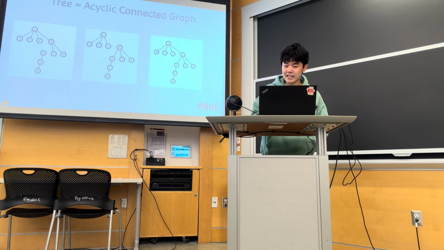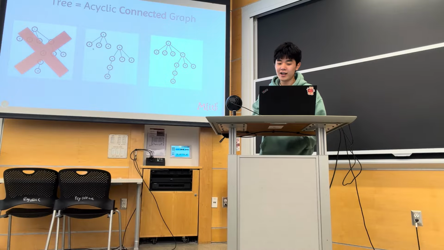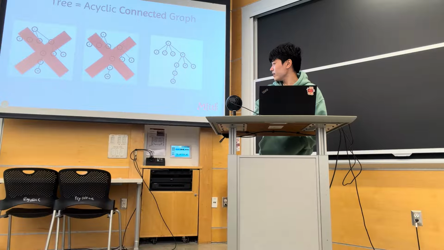The first property is that a tree is an acyclic connected graph, and first we'll look at connectedness. The tree must be connected. For example, on the left one, this is not connected because node 1 cannot reach node 8, so this is not a tree. Here node 1 cannot reach node 5, so this is not a tree. On the right side, you can see that every node can reach every node. Like node 1, there's a path from node 1 to node 10, so this one satisfies the condition.